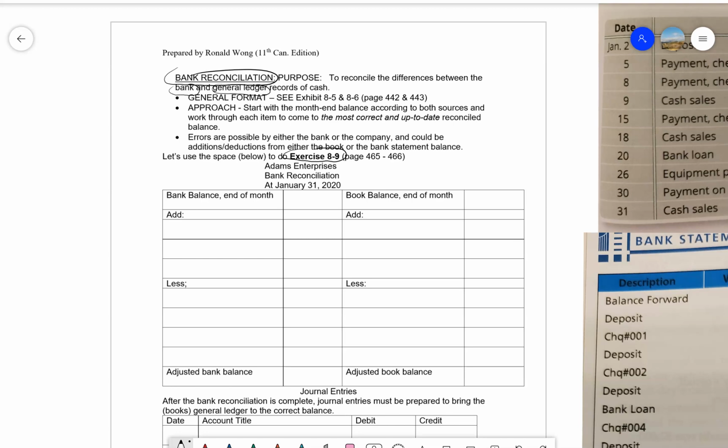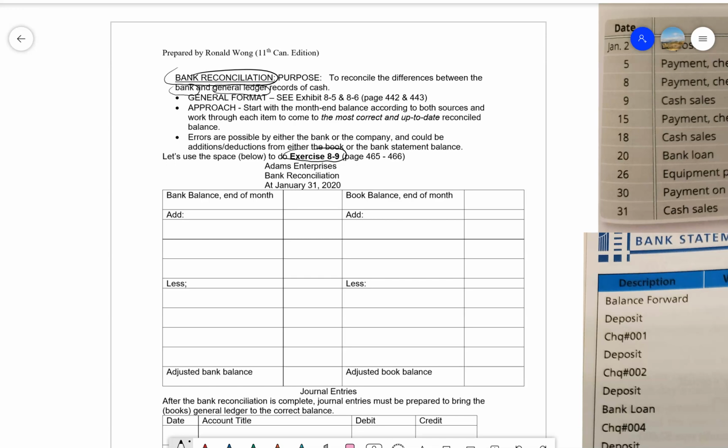So find your textbook and turn to page 465, 466. And pause the video here, have a read through exercise 8-9, and once you've read through the question, then we'll work through the bank reconciliation together. So pause the video now, and then resume it once you have read that exercise.